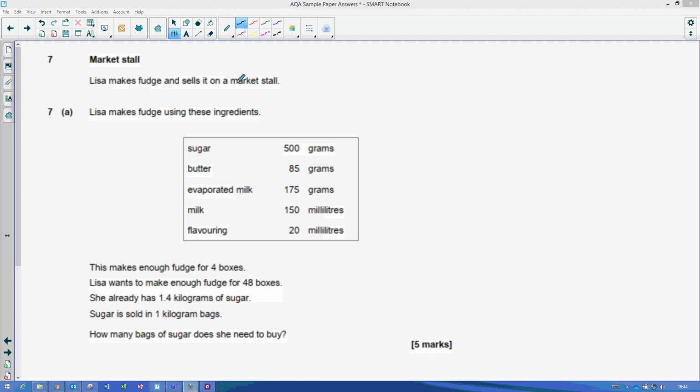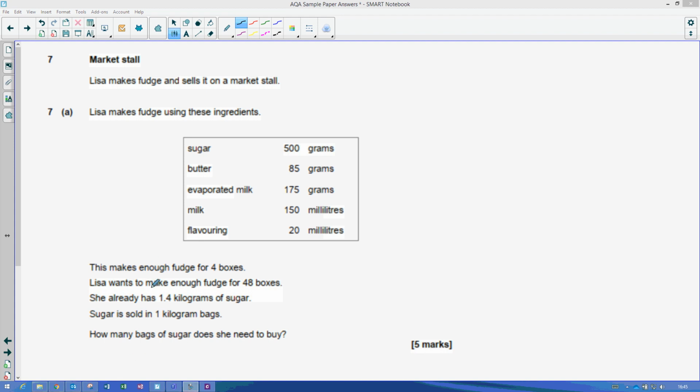Lisa makes fudge and sells it on a market stall. Lisa makes fudge using these ingredients. We've got a list of all the ingredients and amounts. This makes enough fudge for 4 boxes. Lisa wants to make enough fudge for 48 boxes. She already has 1.4 kilograms of sugar. Sugar is sold in 1 kilogram bags. How many bags of sugar does she need to buy?